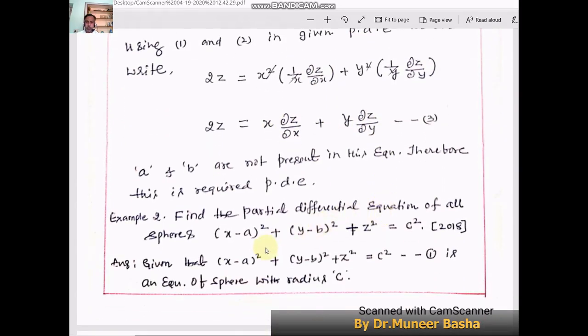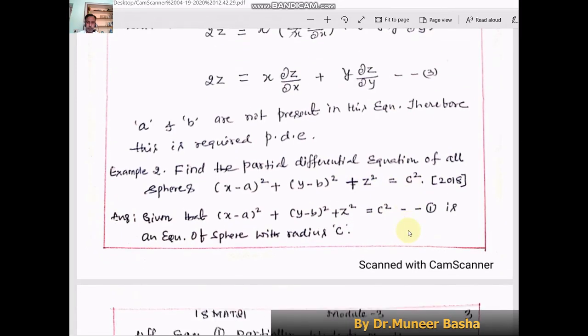In the second example, find the partial differential equation of all spheres (x − a)² + (y − b)² + z² = c².